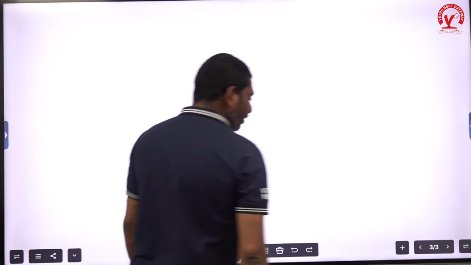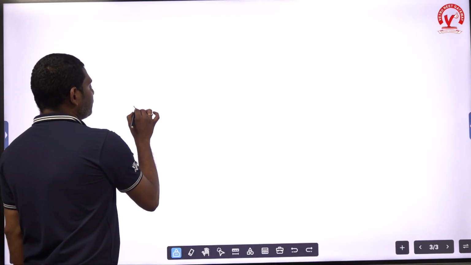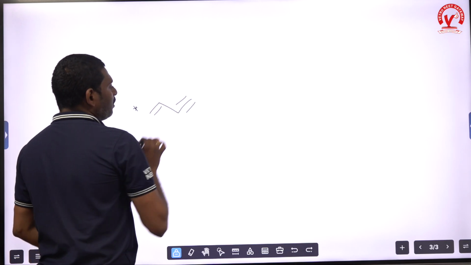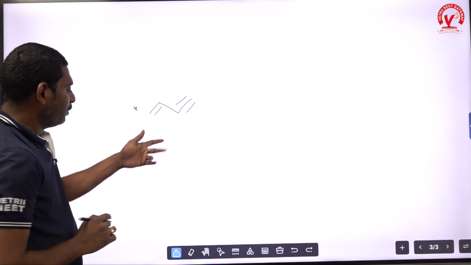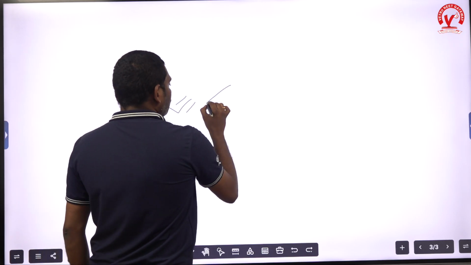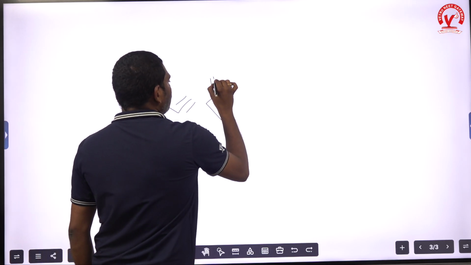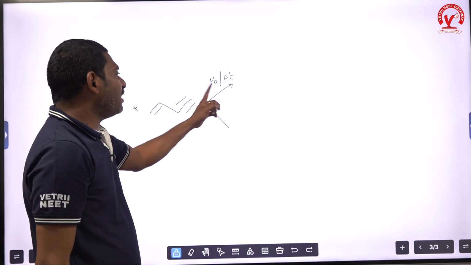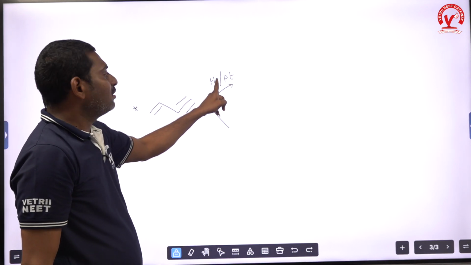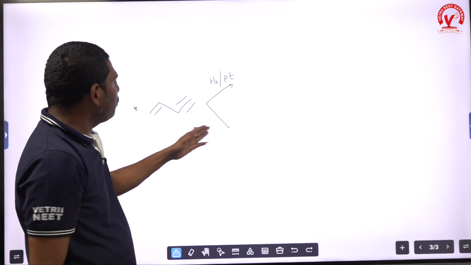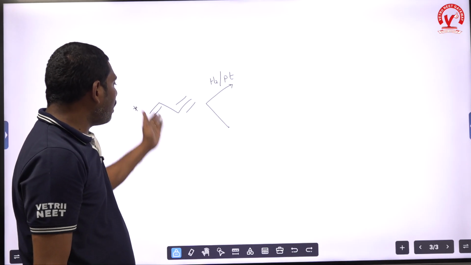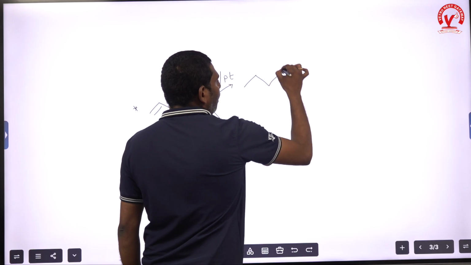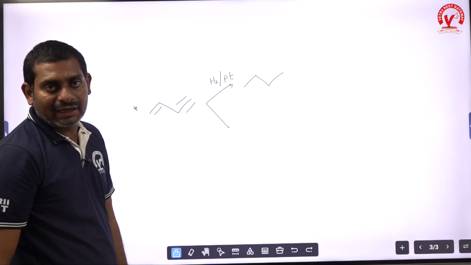So if you see one reaction like this, one double bond and one triple bond are there. If it reacts with hydrogen in presence of platinum, and they didn't mention anything, it is the excess reagent. So more hydrogens are there, so it can break all the pi bonds. 3 pi bonds it will break and it will give the alkane.